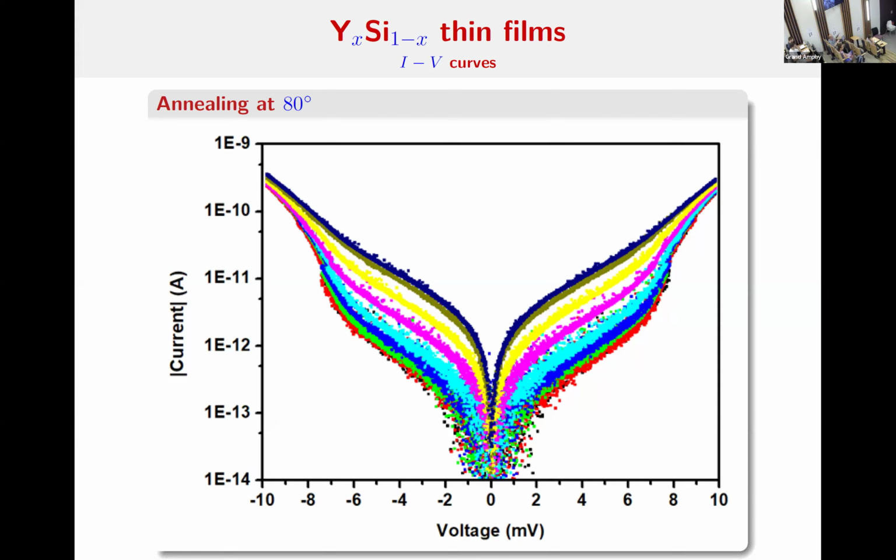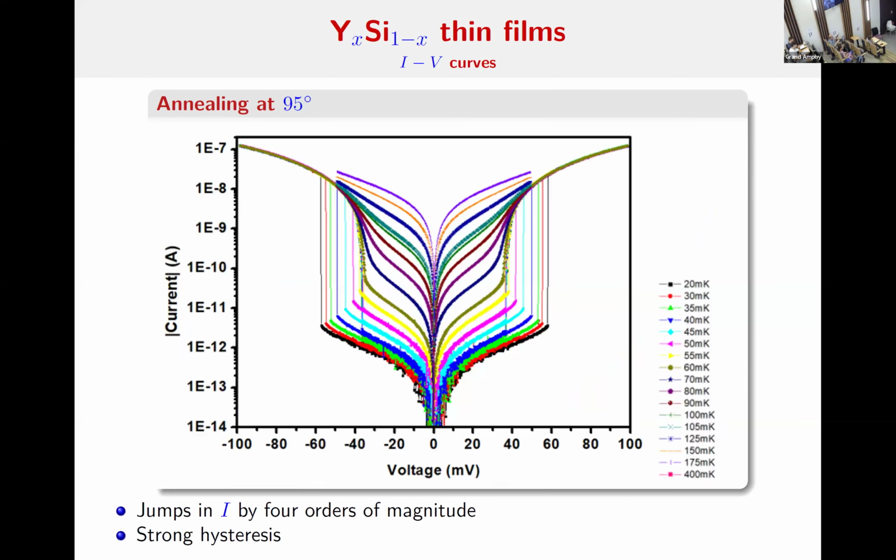It's not very insulating. Then you see that changing the voltage, there are many orders of magnitude in the current, so you have some kind of jump. But it's more impressive if you anneal to 95 degrees. Just a bit of annealing makes the sample more insulating, and then the jumps are by more than 4 orders of magnitude. So I think this is a very interesting, very nice effect. Trying to explain that is the main reason of the talk.